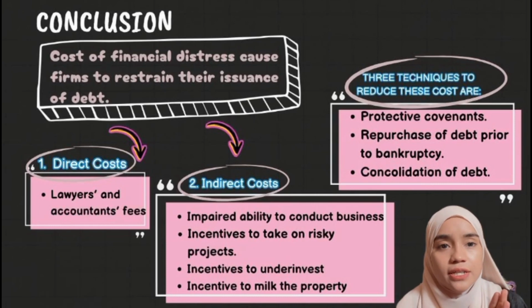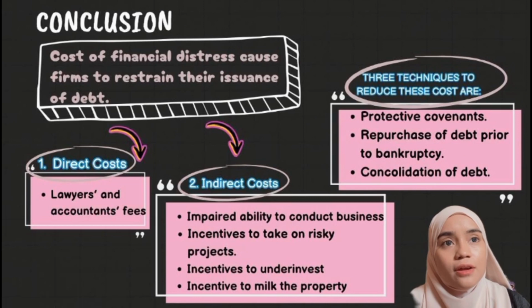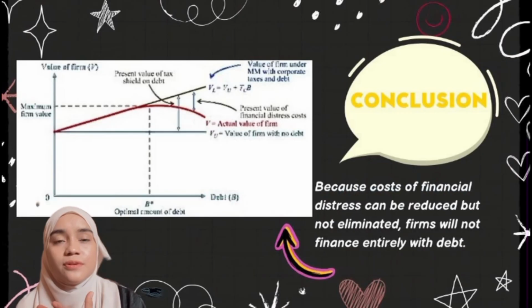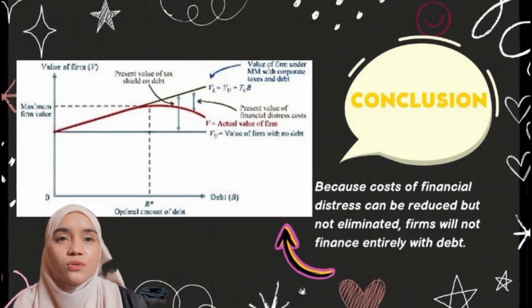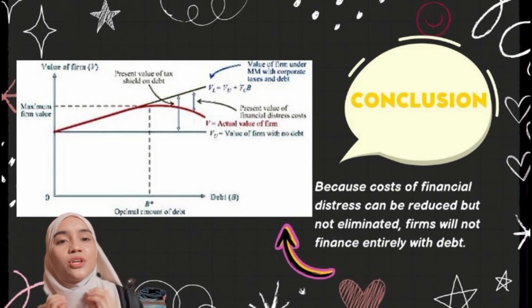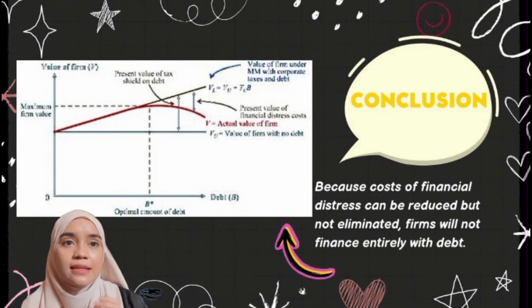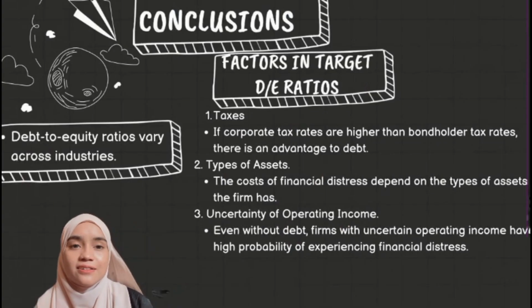There are 3 techniques to reduce this cost. First is protective covenants. Second, repurchase of debt prior to bankruptcy. Third, to the ratio of the application is triggered that short term, because the cost of financial distress can be reduced but not eliminated. Firm will not finance entirely with debt. Next slide, the conclusion.